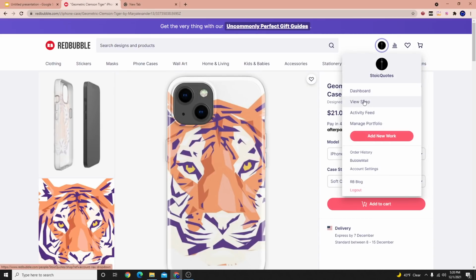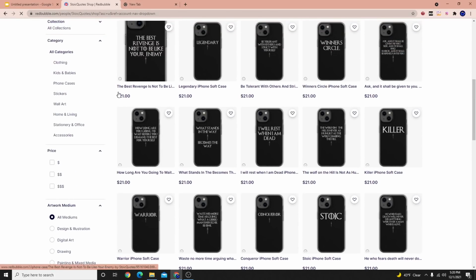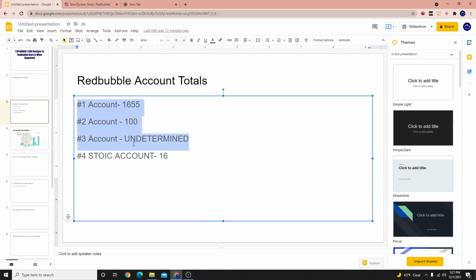I'll go to View Shop. The idea, and this is just my recommendation, is you want to have it all in one niche. If you're going to have a store, keep it to a single niche. That's just my opinion. It increases average order values. It increases conversion rates overall. It's just a better way to go. That's just, once again, my opinion.